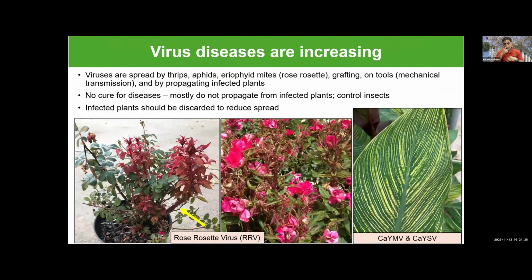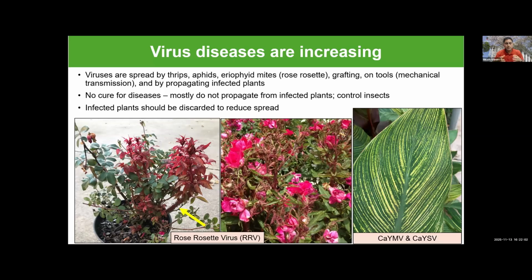More about the virus diseases. This is actually increasing, and this is again rose rosette virus. As you can see, this is a big problem in rose, and this is transmitted by eriophyid mites. But there are other insects like thrips and aphids that can transmit several other different viruses, for example, lily yellow mosaic virus and yellow streak virus. As you can see on the right, it is transmitted by aphids, and a lot of times these can also be transmitted by grafting, mechanical transmission, or propagation.